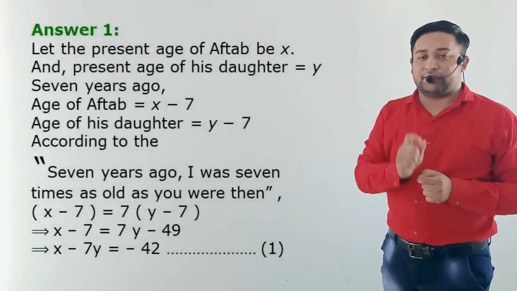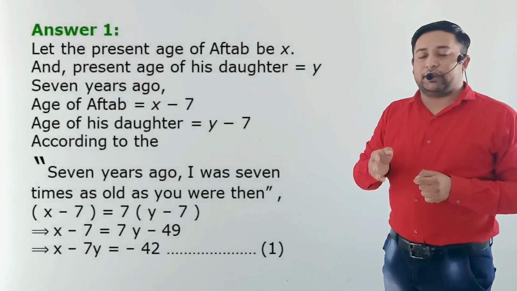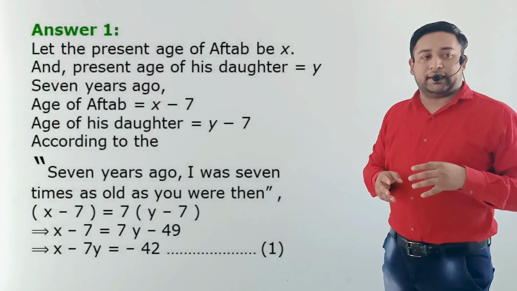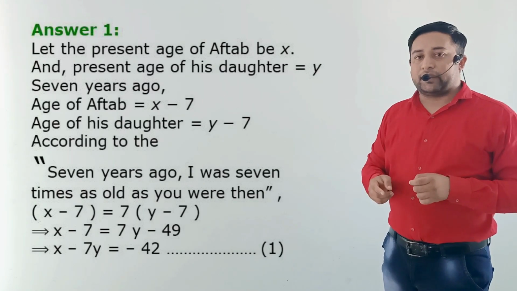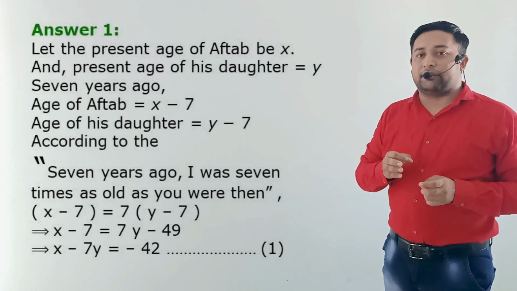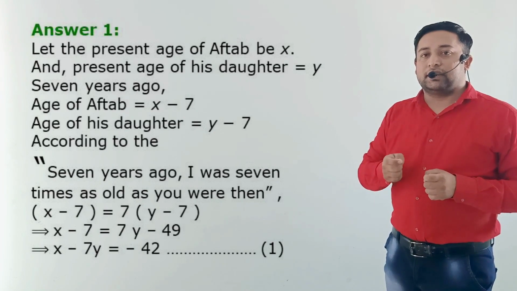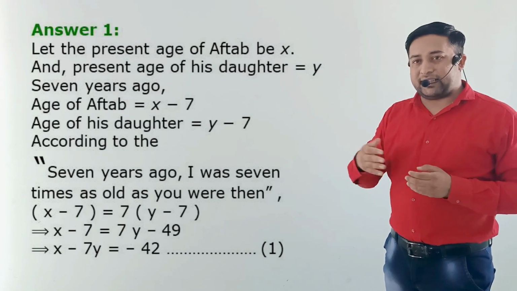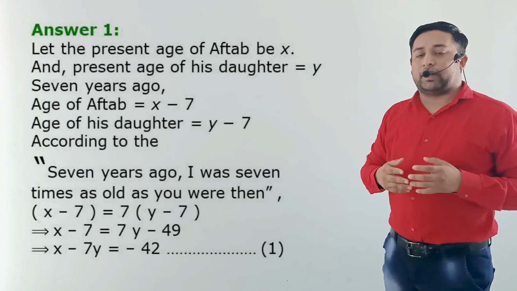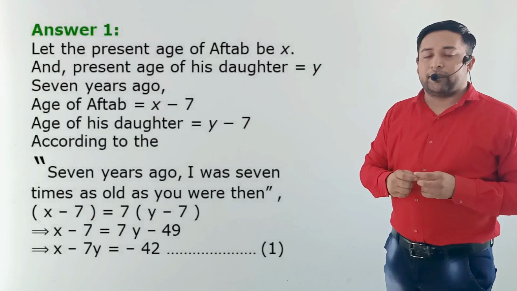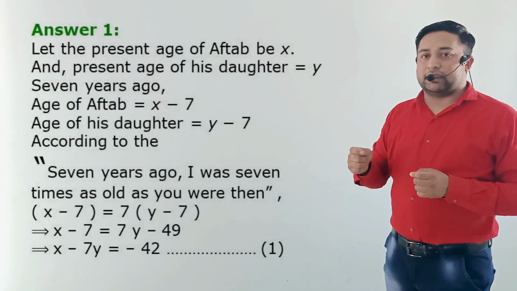One of them is Aftab, the other is his daughter. So taking either of them as a variable x or y, I am taking Aftab's age as x and his daughter's age as y. Remember, you can take any variable here. I am taking Aftab's age as x years, because age is considered in years or days, but mostly it tells how many years old you are. So Aftab is x years old, his daughter is y years old.